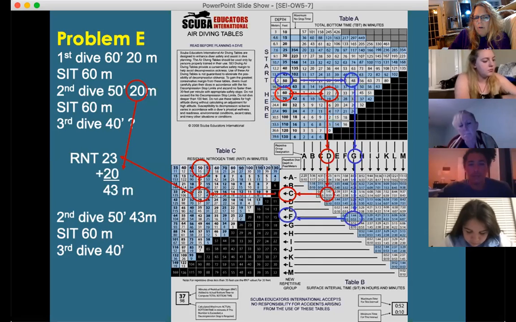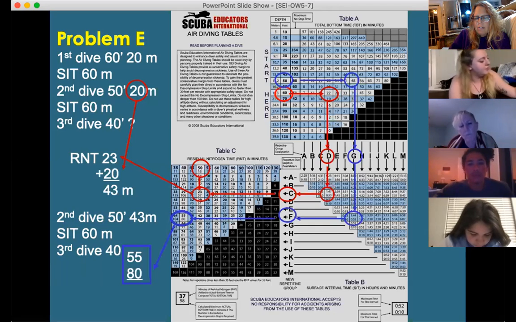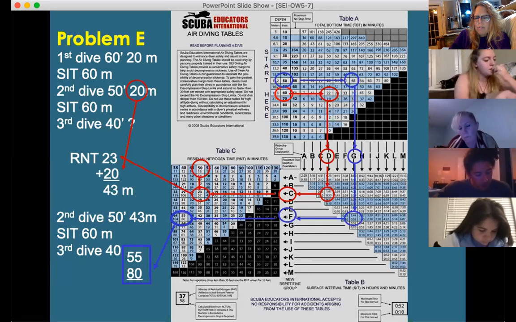We stay out for 1 hour. We're now an F diver. And the question is, how long can we stay? And the answer is the bottom number, which is 80. And then, of course, the top number is our residual nitrogen time.